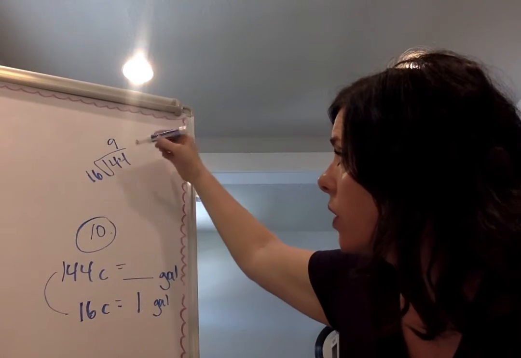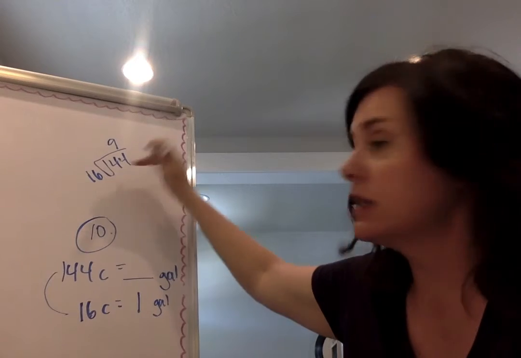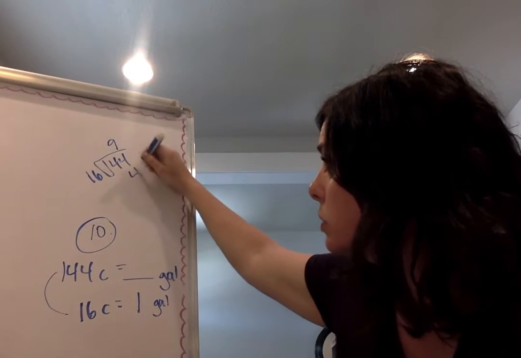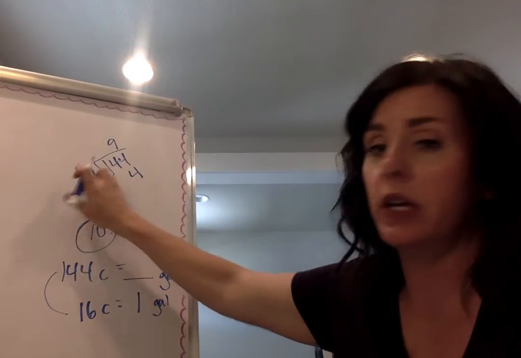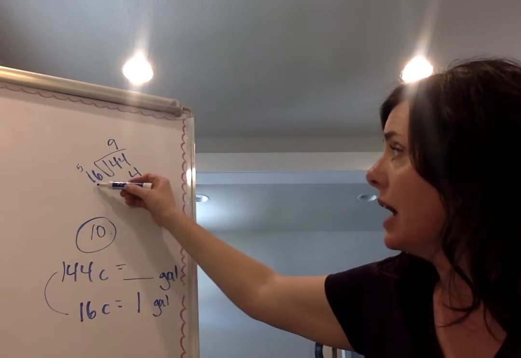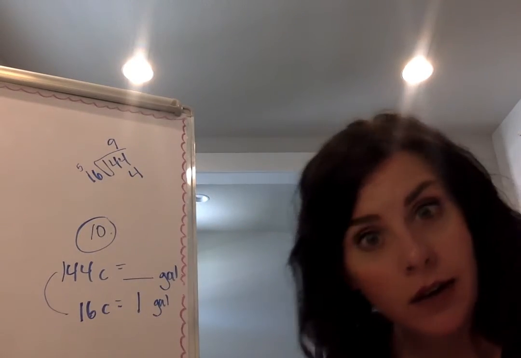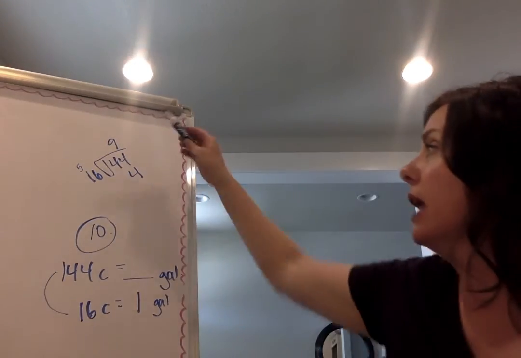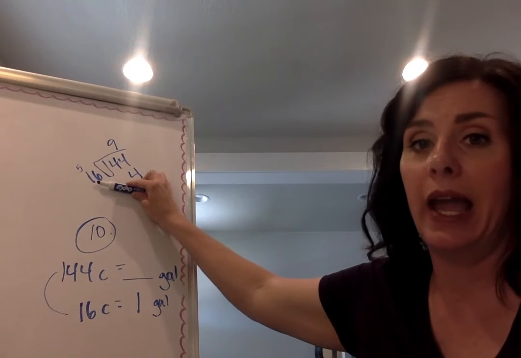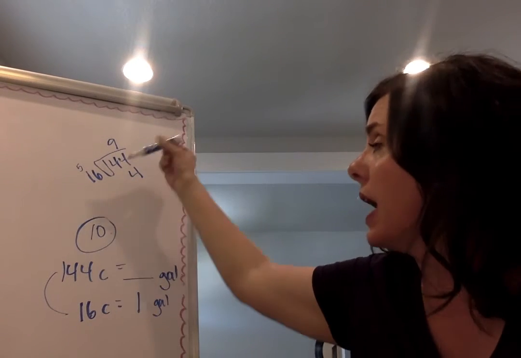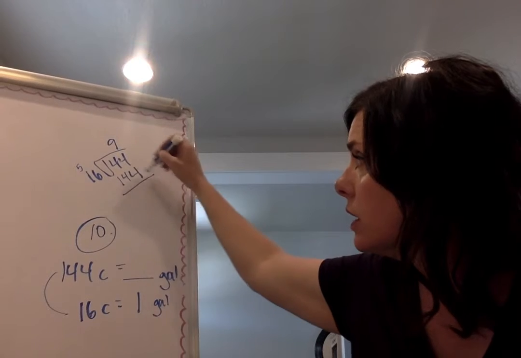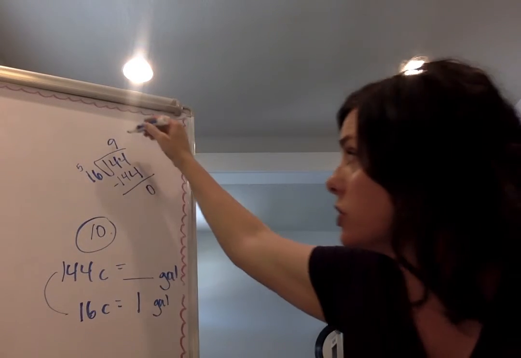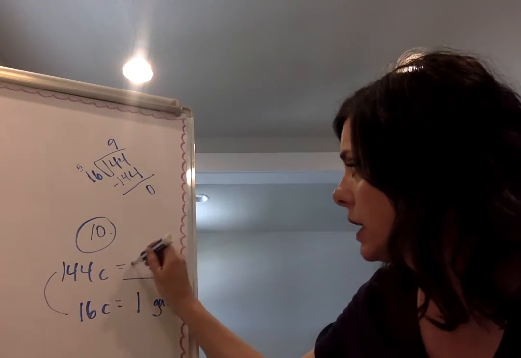9 times 6 is 54. So I'm going to put my 4 here and I'm going to carry my 5 over here. 9 times 1. Guys, I'm messing up today. 9 times 1 is 9, plus the 5 is 14. So we've got 144 minus 144 over 0. So 9 is my answer right here.